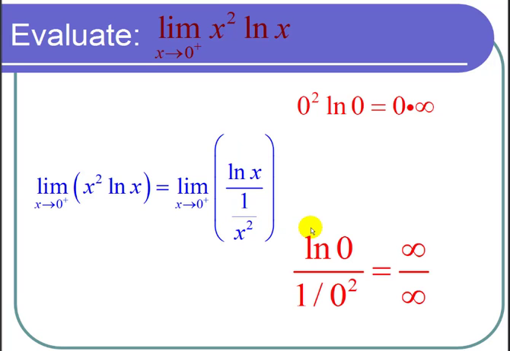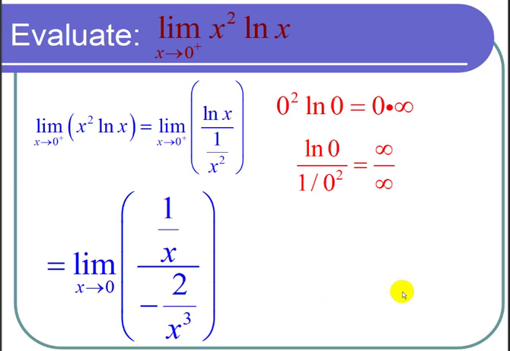Okay, now if we plug in, we get natural log of 0, and that's negative infinity. And we get 1 over 0 squared, and that goes to infinity. So we get something of the form infinity over infinity. So now that's one of the forms that we're allowed to use L'Hopital's rule on.